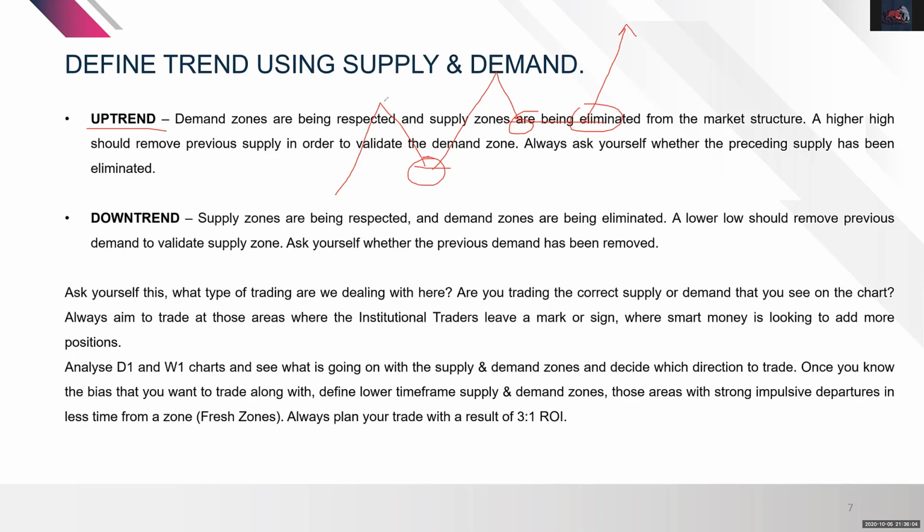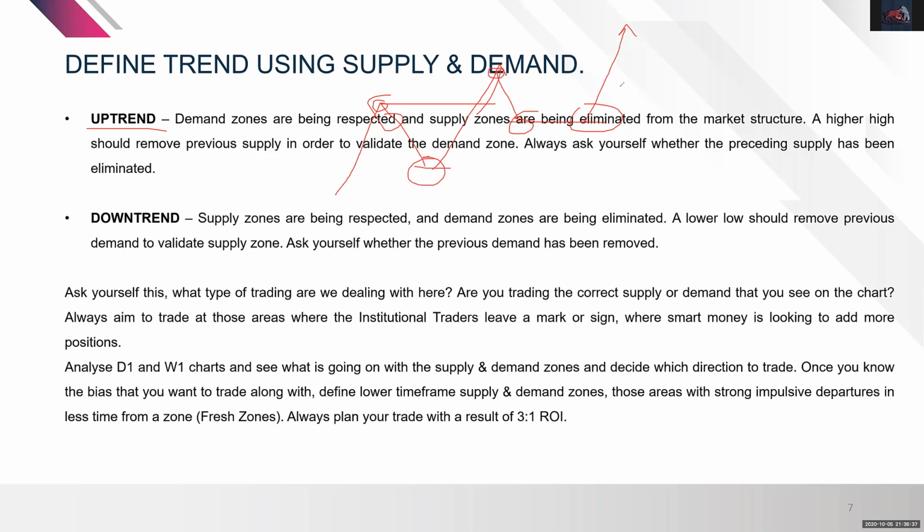A higher high should remove the previous supply. So we've got a higher high here, but it was removed here, meaning it was engulfed going to the upside. That means this supply zone is now violated. It's no longer valid. But when price comes back to it, you look to be a what? A buyer. Then this one also becomes violated. When price comes back down here, you look to be a buyer and going to the upside. So this is how you define an uptrend.